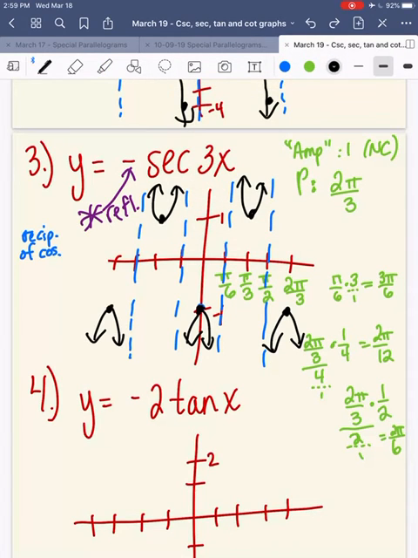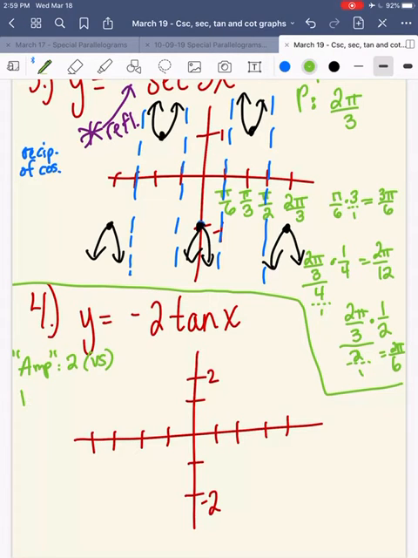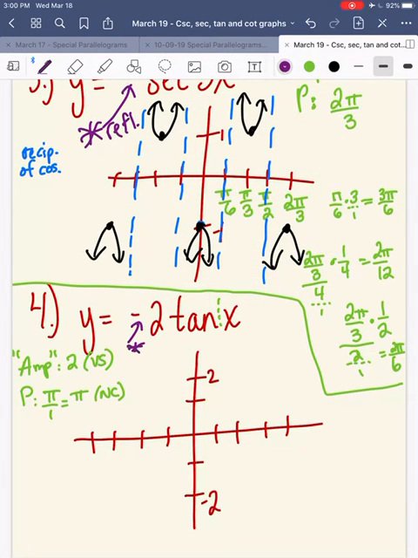All right, and then lastly, let's go look at this one. So tangent, I'm sorry, I'm going to have to go like this so you keep it straight. So tangent, our amp is none, but our quote-unquote amp is 2, which is a vertical stretch. Our period, be careful on this one, is pi over b, and our b is an imaginary 1 here, so it's just pi. So that's no change from our original, but we do have a reflection, so let's be careful about that.